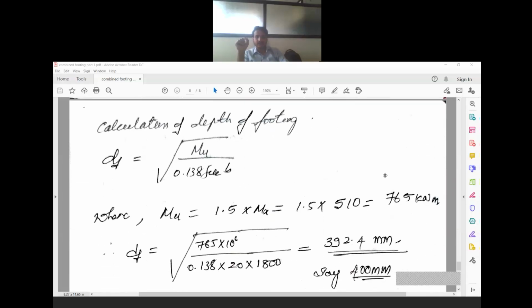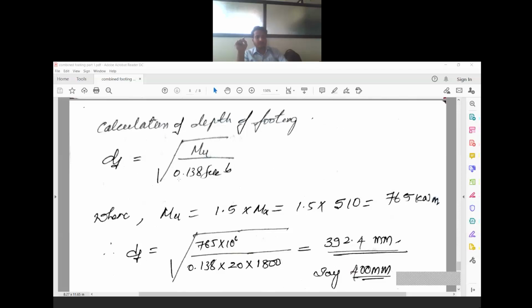We shall see here. According to IS 456, we have this formula: Mu limit is equal to 0.138 fck b d square. From that formula, we have taken d. Here I will assume it as Df. This Df is the effective depth, not the overall depth. In the previous cases, the punching shear calculation, that was the overall depth D, capital D. Here Df is the effective depth. From this, I have to calculate the overall depth.